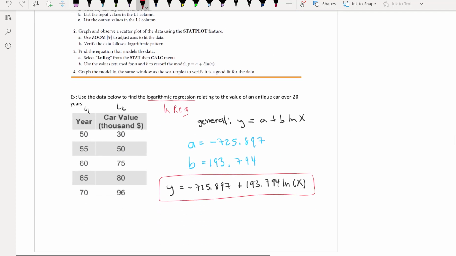So it was very short and sweet. We just had 2 examples. So it's all about making sure you know how to use your calculator.